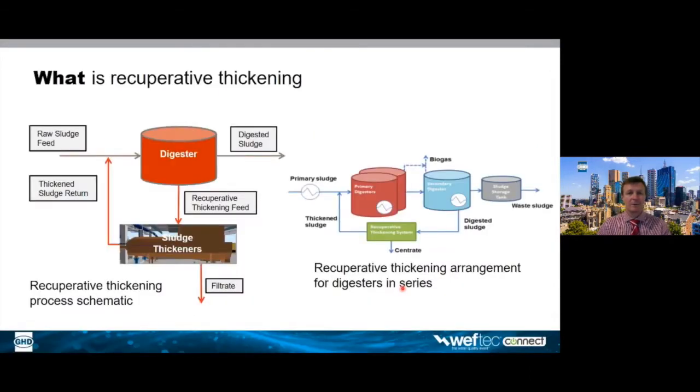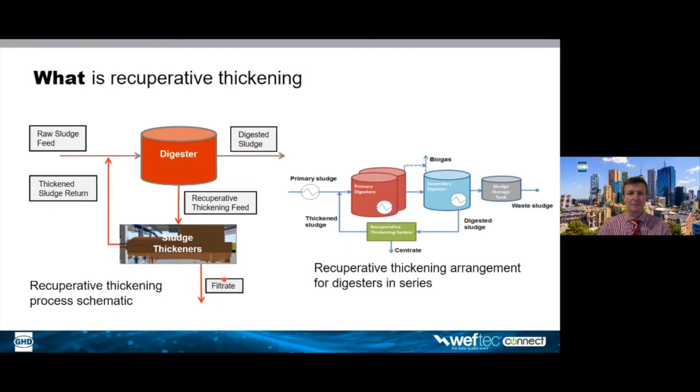So what is recuperative thickening? It's a relatively simple process where some sludge or a side stream of sludge is withdrawn from the digestion process, thickened mechanically. The thickened sludge is returned to the process and the filtrate is generally returned to the head of works or to the main treatment process.